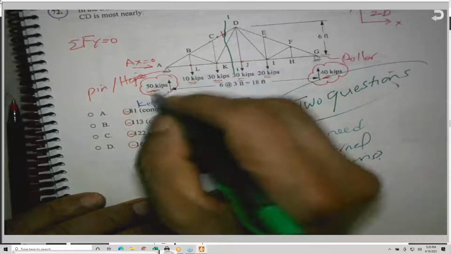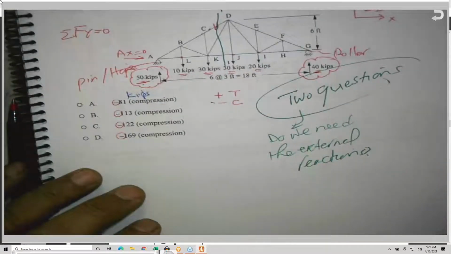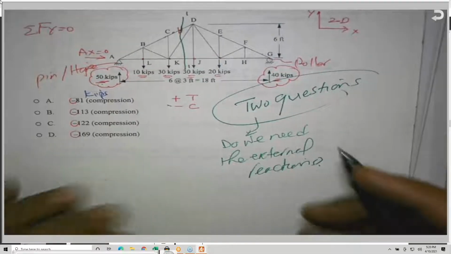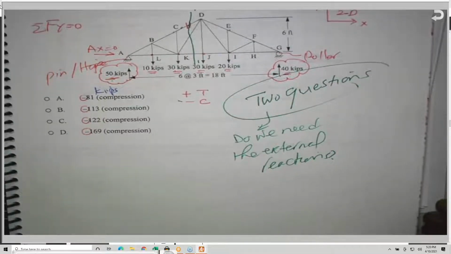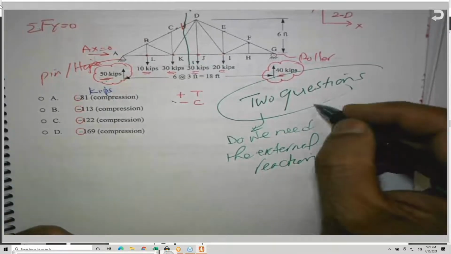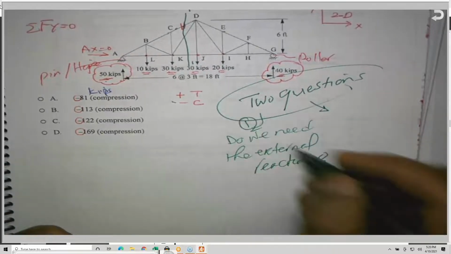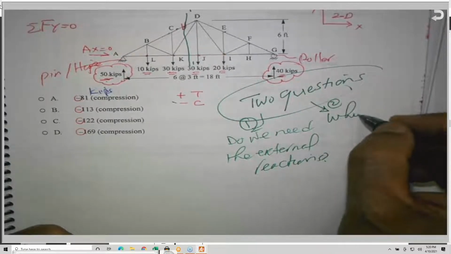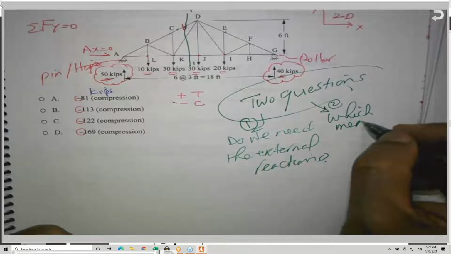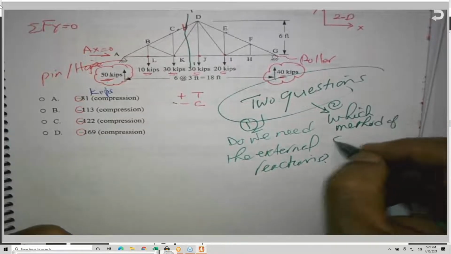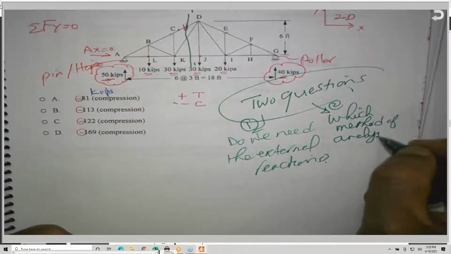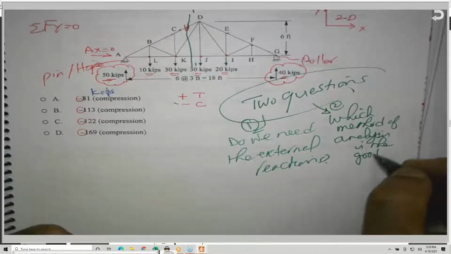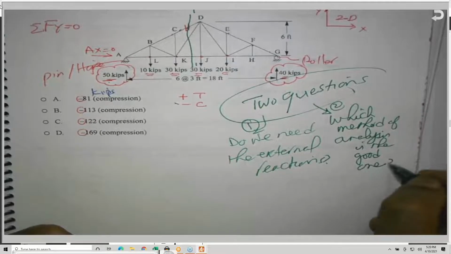Which of these reactions, the 50 and 40 and the 0, do I need to find them? Based on your practice and experience, you will decide yes or no. And after you answer the first question, you will move to the second one, which is: which method of analysis is the appropriate one, or a good one, to give me the unknown?